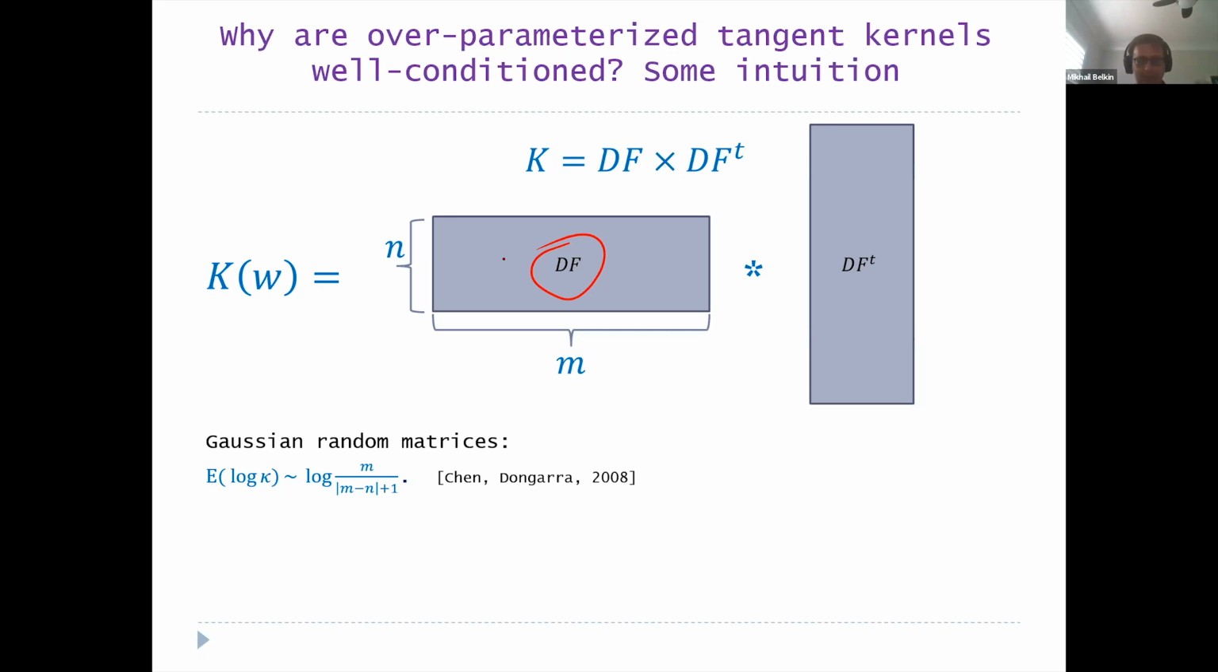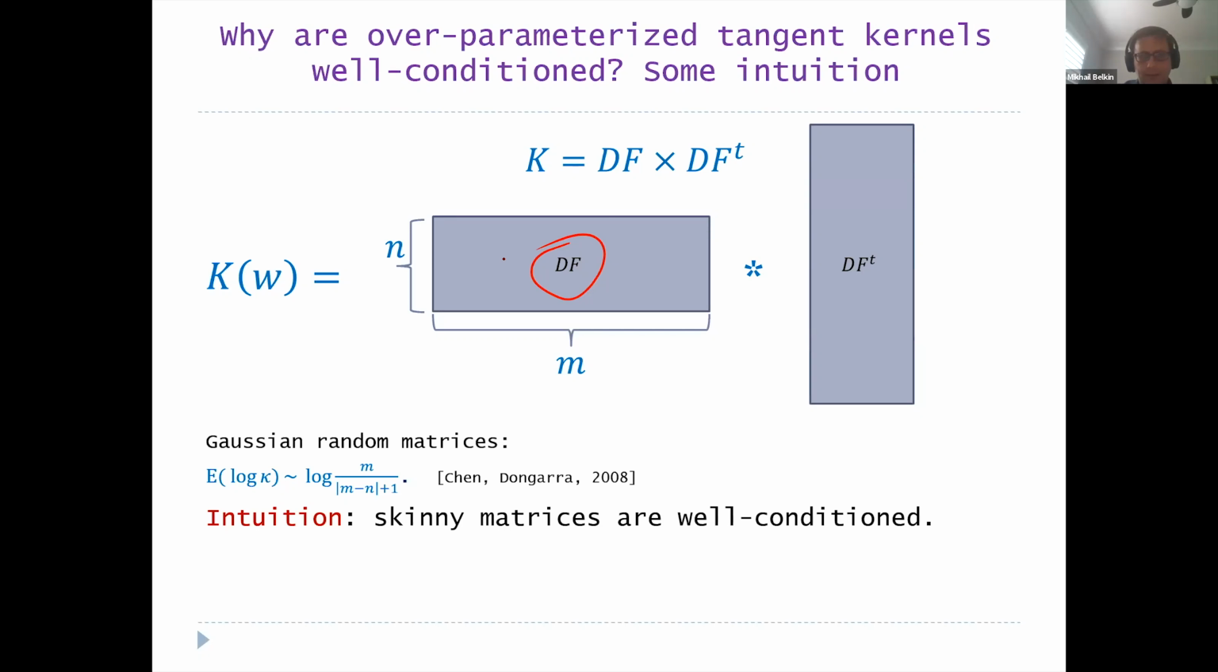The result explicitly analyzes the condition number, and it converges to 1, basically, in that limit when M goes to infinity for fixed N. That's kind of the example of two very long random vectors. So that's the intuition. Basically, skinny matrices are generally well-conditioned.